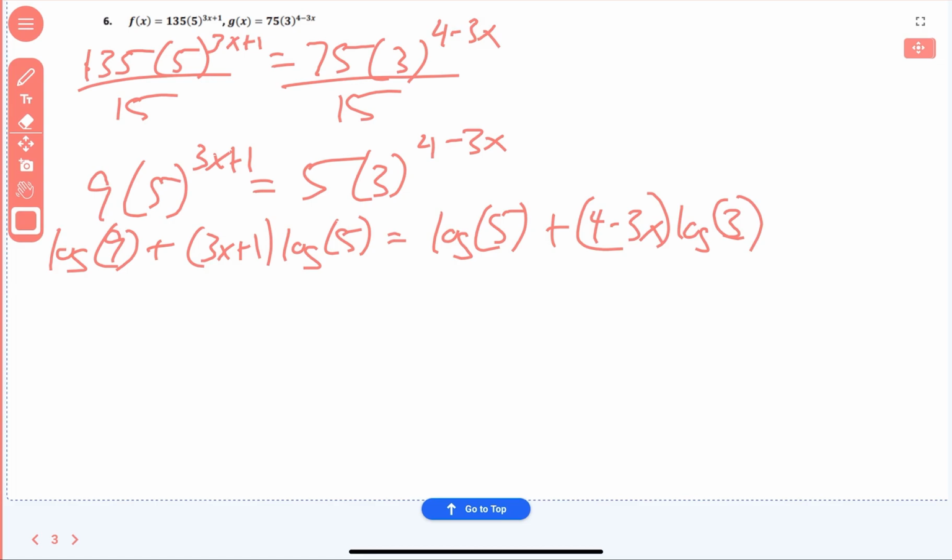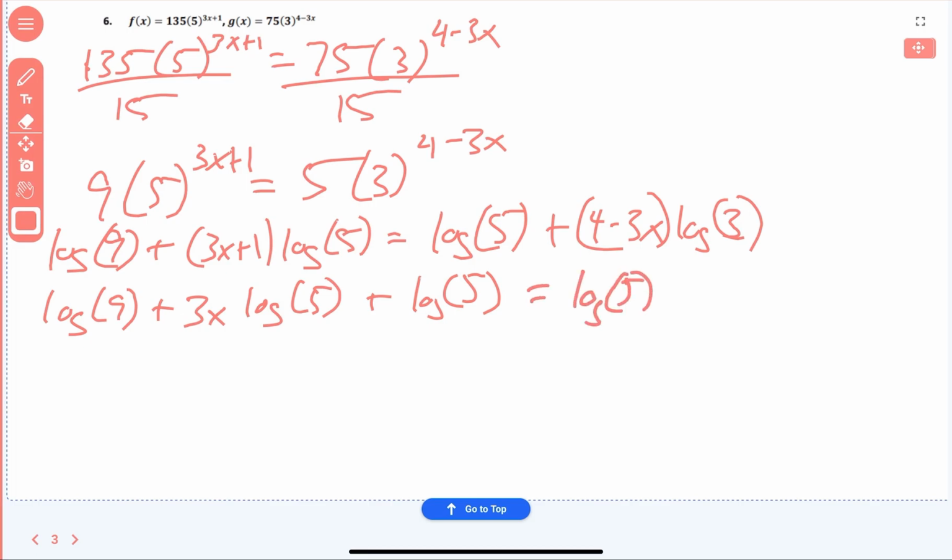Okay, let's go ahead and break it all apart. So this would be 3x log 5 plus log 5. And then we still have this log 9. Just doing distributive property, correct? Everybody with me? And on this side, we would have log 5 plus 4 log 3 minus 3x log 3.